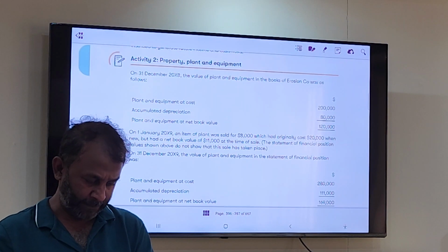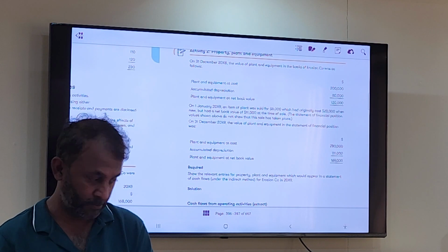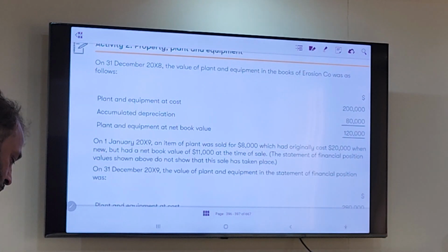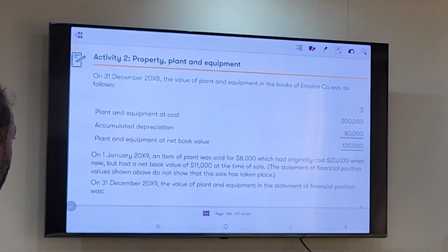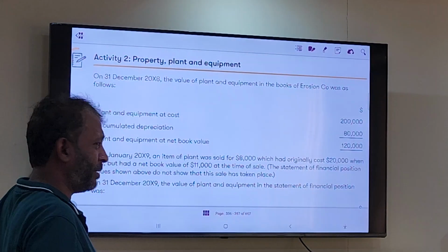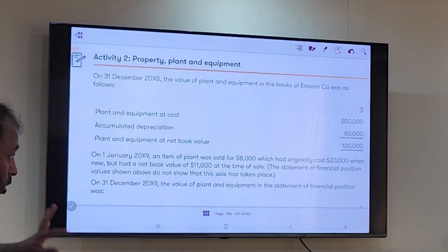Can we try activity 2? On 31st December 2018, the value of plant and equipment in the books of E company was as follows. Plant and equipment cost, accumulated depreciation, plant and equipment net book value. Anyone have doubts in these three line items? Clear, right? Your cost, your depreciation and net book value. On which date?